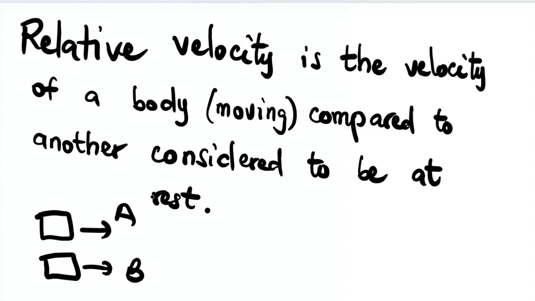We have to assume. So we are assuming, even though in reality the two of them are moving, that if B was stationary and A is moving, what's the velocity of A compared to B? So B is stationary and A is the one we consider moving. In reality, the two of them are moving. But if you want to measure relative velocity, you need to assume that one of them is stationary and the other one is moving.